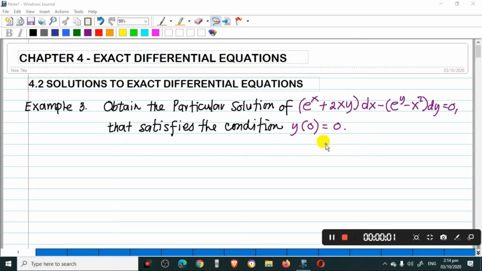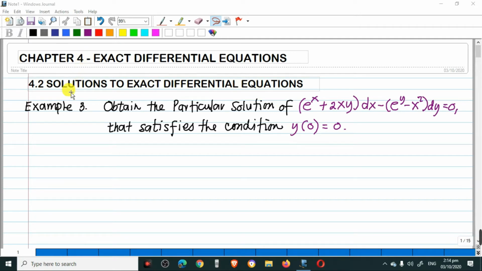Good day, everyone. Let us discuss a new set of examples here in our exact differential equation under chapter 4. We are already under the solutions to exact differential equation. So, let us read example number 3.